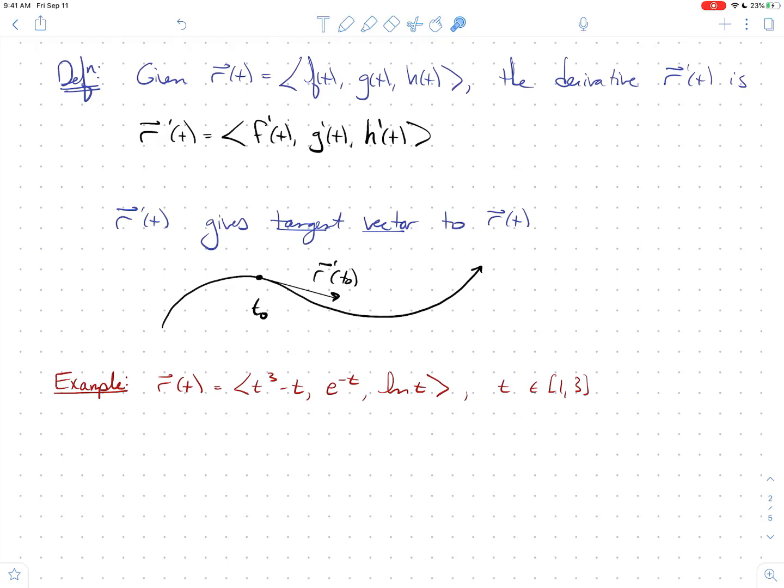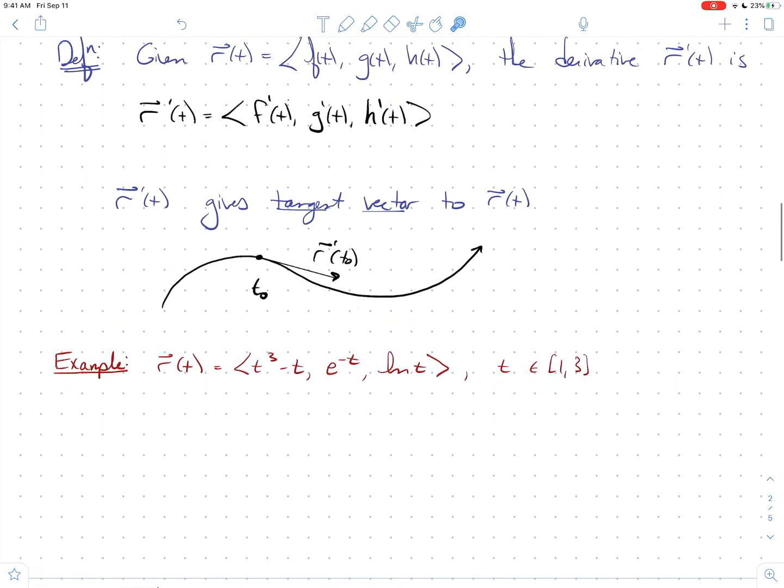And so let's practice first computing a derivative, and then we'll actually work out a tangent line and look at it in Mathematica. But just to make sure that we're clear on the derivative taking, boy, this is just Calc 1 basically 3 times. So r prime here is going to be 3t squared minus 1, minus e to the minus t, and 1 over t, done.